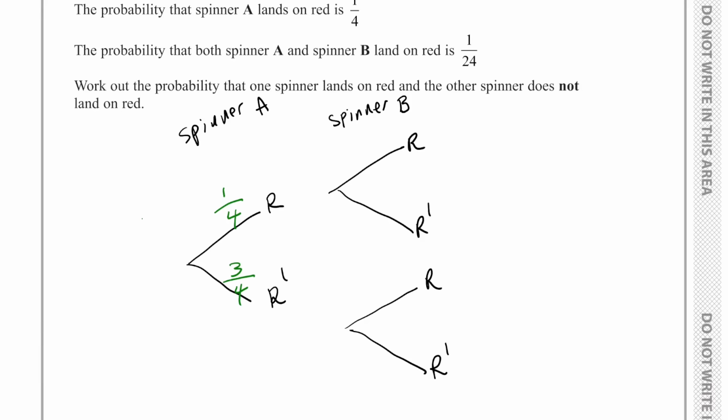The probability that both land on red is 1/24, which means 1/4 times this probability equals 1/24. So it's 1/4 times something, x, equals 1/24. What do you have to times 1/4 by to get 1/24? It must be 1/6, because 4 sixes make 24. And that means the probability of it not landing on red must be 5/6.